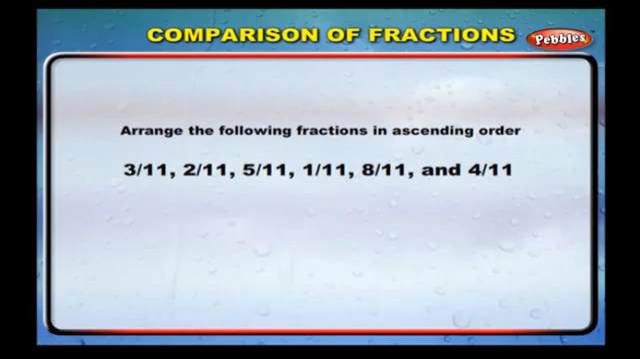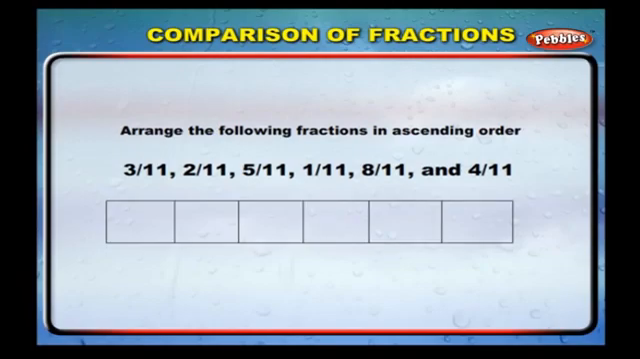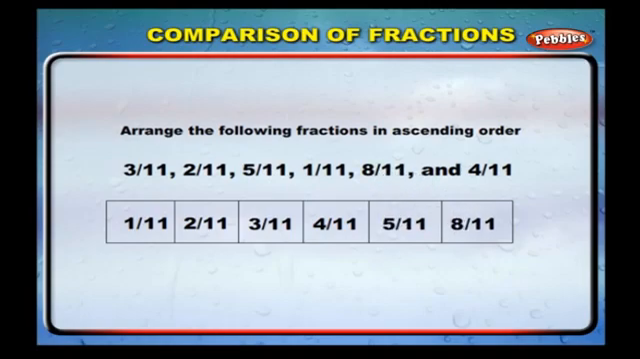The smallest number found is 1. So, 1 by 11 is the smallest fraction. Next comes 2 by 11. Next, 3 by 11. Then comes 4 by 11, 5 by 11, and finally 8 by 11.